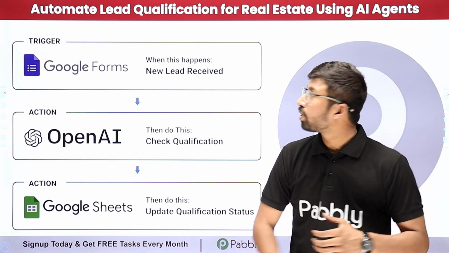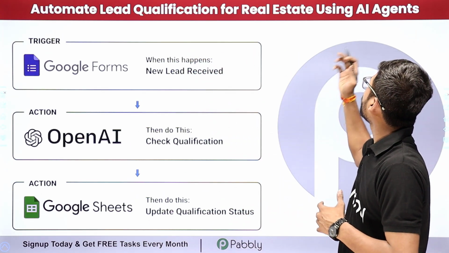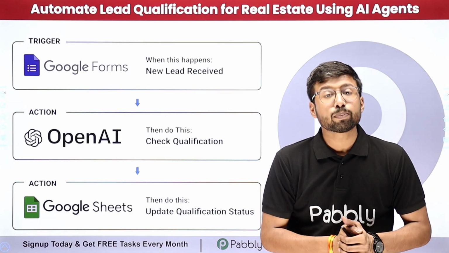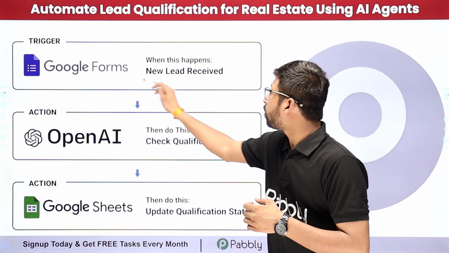So in this video, we are going to learn how to automate lead qualification for real estate using an AI agent. We are going to create an AI agent which is going to capture the details of the new lead which we are getting from Google Forms.